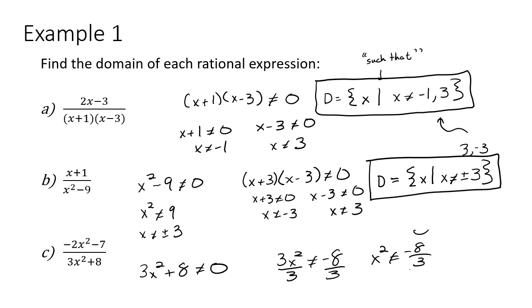Now we'll talk about imaginary numbers in the next section, P7. But when we're looking for domains, imaginary numbers aren't important. We're looking for real values of x that we plug in that would cause us to divide by 0. Think about what x squared means. No matter what number you plug in for x, x squared is always either positive or at the very smallest 0. X squared can never be a negative number, at least if x is a real number. And so this is an equation that has no solution.